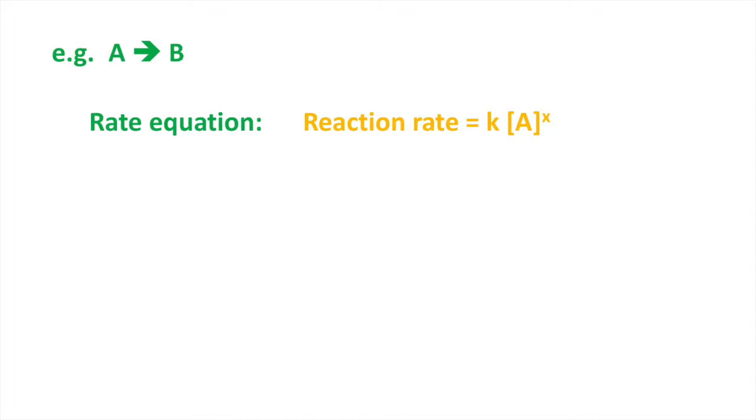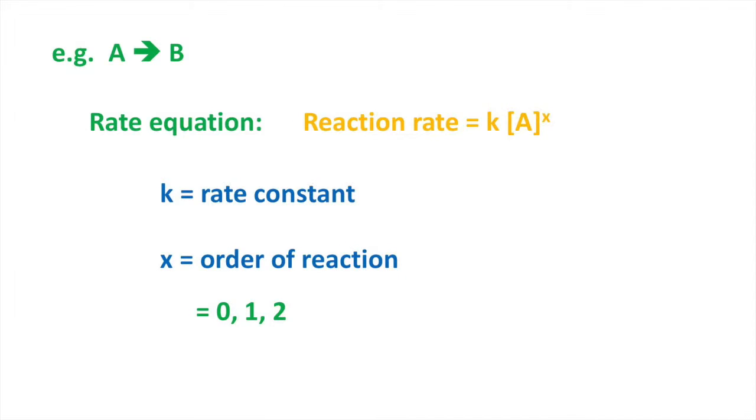Take this as an example. Here we introduce a rate equation which shows that the reaction rate equals a constant K times the concentration of A, which is the reactant, to the power X. Now K is what we call the rate constant, and X is called the order of reaction. In the DSE syllabus, the value of X is limited to 0, 1, or 2.